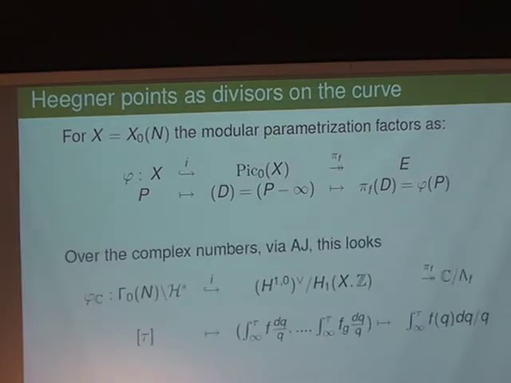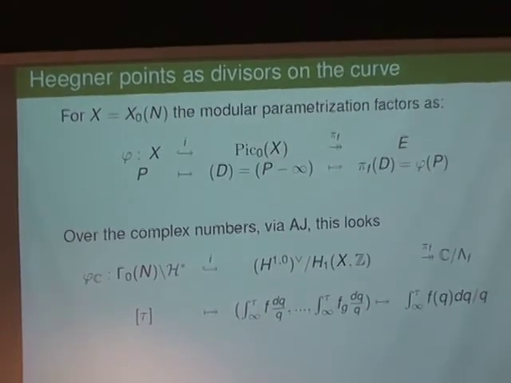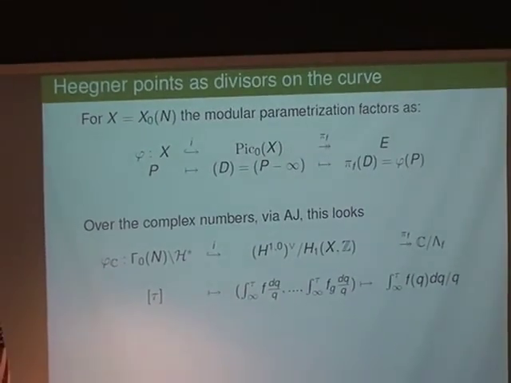Over the complex numbers, since the Jacobian of X is a torus, and the complex points of E are also a torus, we can regard it like this. X is the modular curve, which is the upper half plane modulo this action. It embeds into the complex analytic version of the Jacobian as before. I take tau and I integrate. Exactly the same recipe that I gave before.